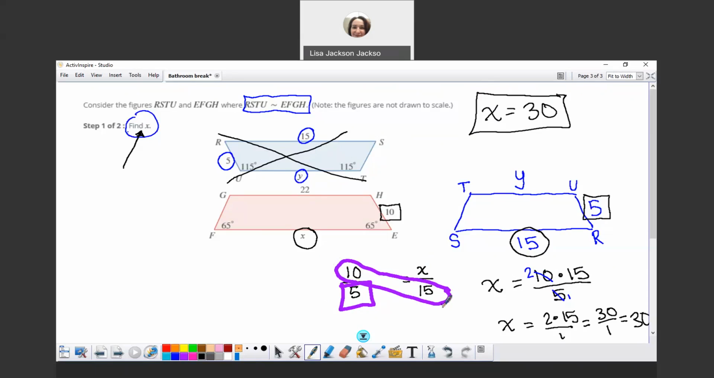Now be careful, because x was on the red trapezoid and 10 was on the red. So the top belonged to the red trapezoid. On this one, y is on the blue trapezoid. So think about where it would be. Would it be on the top of the fraction or would it be on the bottom? Remember, the top was red, the bottom was blue, because that's how we chose to set it up.